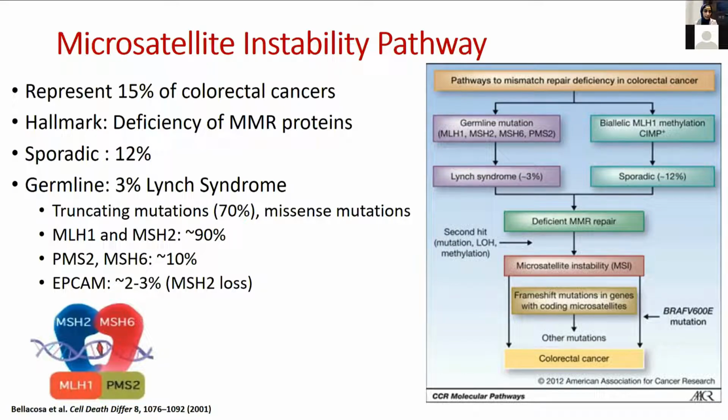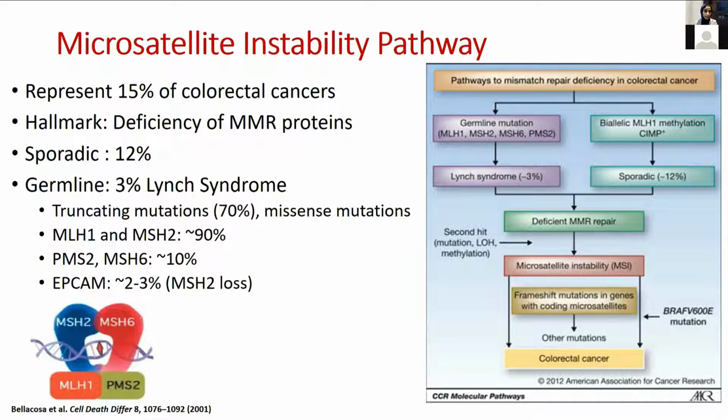The next pathway is the microsatellite instability pathway, and it represents 15% of colorectal cancer. The hallmark of this pathway is deficiency of mismatch repair proteins. The four proteins that we test for in practice are MLH1, PMS2, MSH2, and MSH6. This can arise sporadically in 12% of cases, most commonly in the context of the CpG island methylator phenotype, and there's an overlap with the CIMP pathway as well, as methylation of MLH1 can lead to loss of this protein and subsequently microsatellite instability.